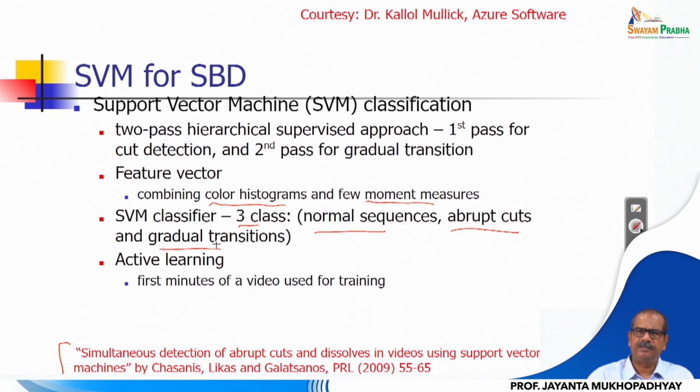But since it is active, it also needs to be updated. That means when you find a new cut or new transition, you use that information, that knowledge, to update your model once again. So there are some techniques for that which could be used for this kind of boundary detection.